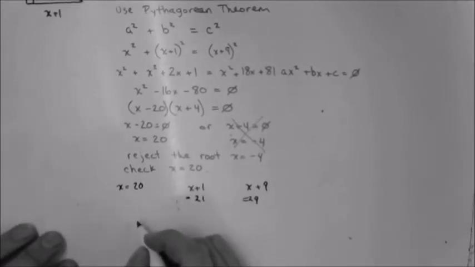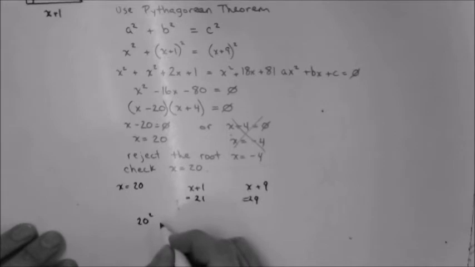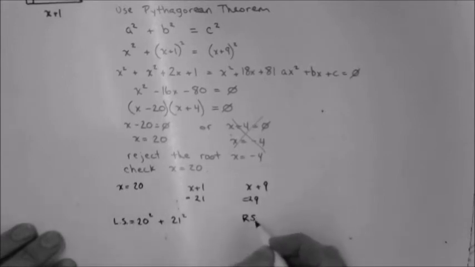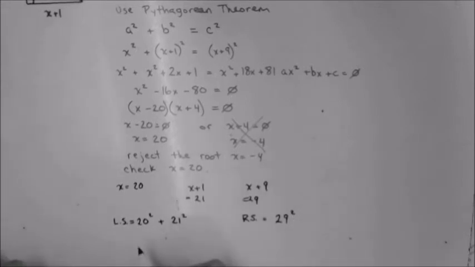So basically what we're saying is that we should be able to go 20 squared plus 21 squared on my left side should end up equaling the right side of the Pythagorean Theorem, which would be the hypotenuse squared. Alright, here we go. 20 squared is 400.